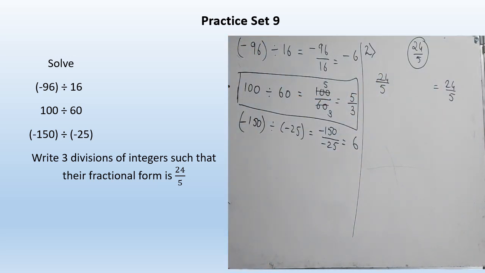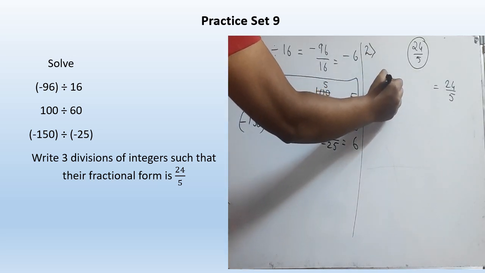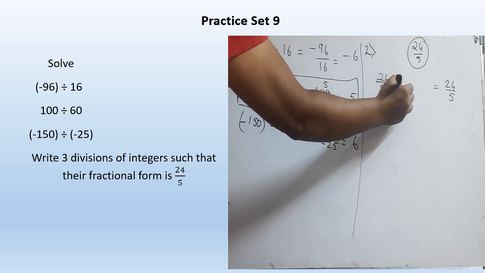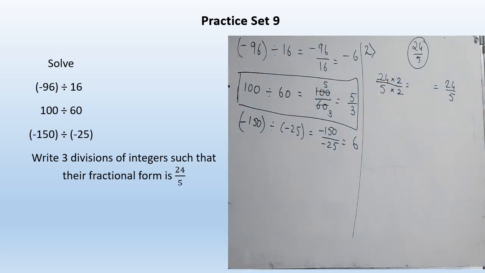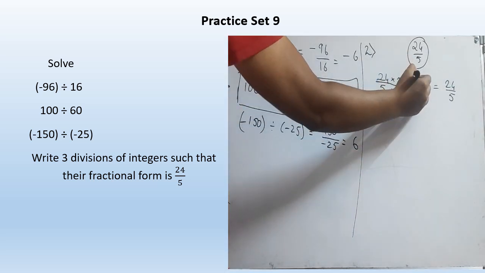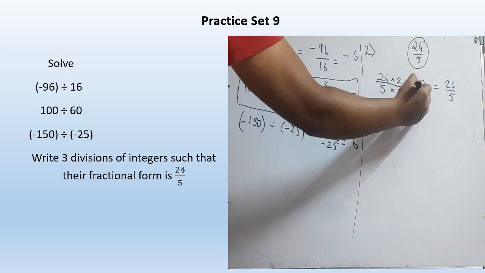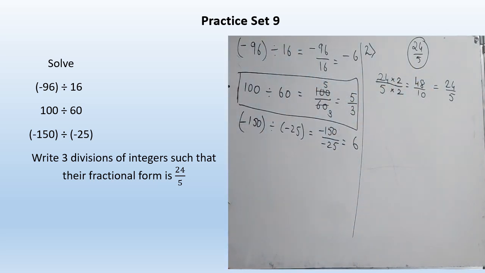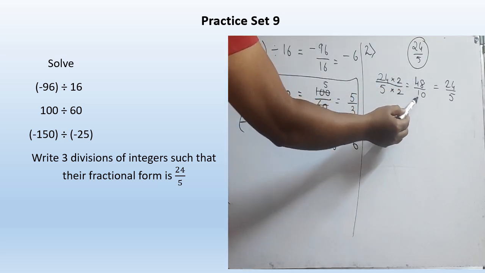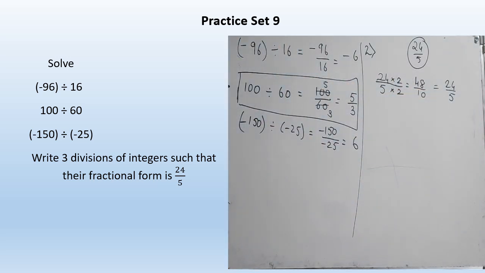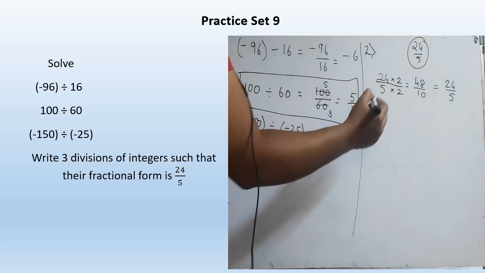And what I'm going to do is multiply by a common integer to the numerator and to the denominator. For example, if I just multiply this by 2 and this by 2, the answer I'll get is 24 twos are 48 and 5 twos are 10. So 48 divided by 10, the answer is going to be 24 upon 5.